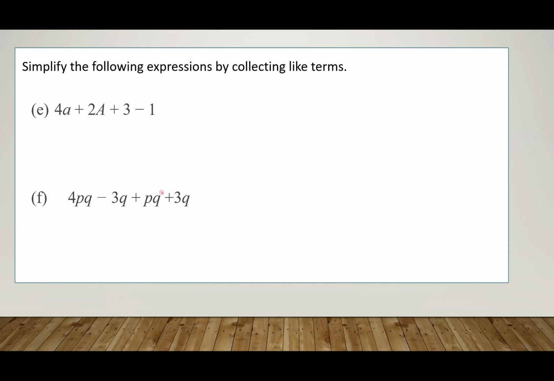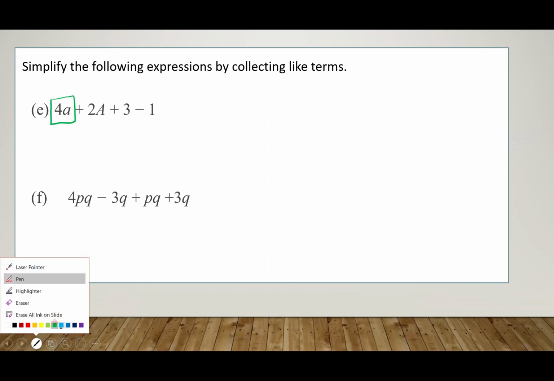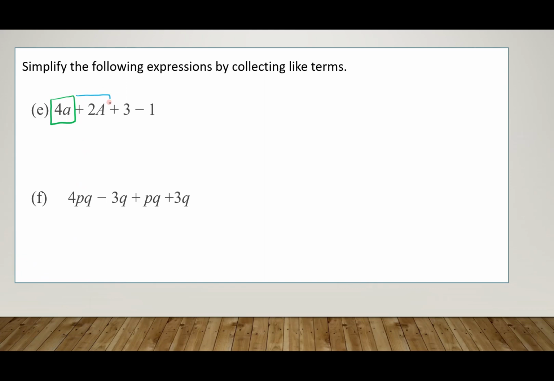Okay, last couple here. Again, very easy to get muddled with ones like this. So in part E, I've got two different looking a's, and you might think, well, they are both a's. However, the capital A and the lowercase a are different a's. They stand for different variables. So I'm going to use different colours to highlight those two because they are not like terms.